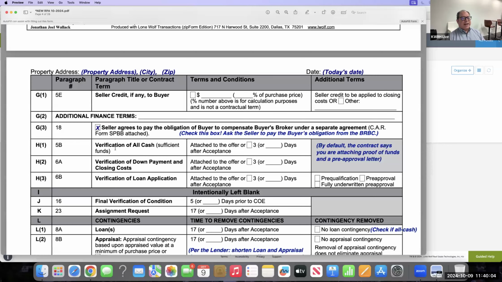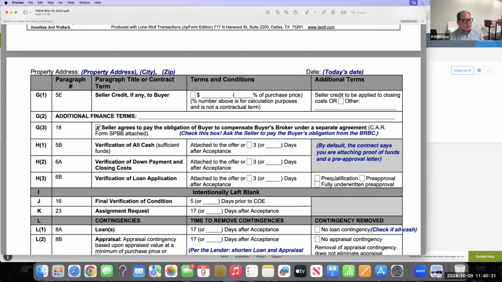Okay. Verification of cash and verification of down payment. By default in the contract, it says that is attached. So by default, the contract says you are attaching proof of funds and a pre-approval letter. So your buyer should have already filled out a loan application. Now you have to decide which box you're checking here: pre-qualification, pre-approval, or fully underwritten pre-approval. Let's talk about those differentiations real quick.